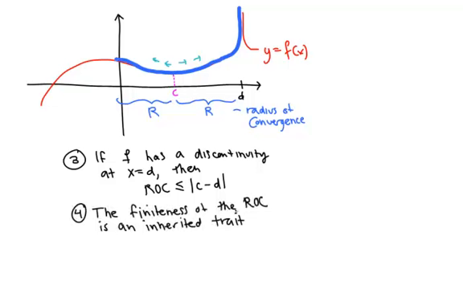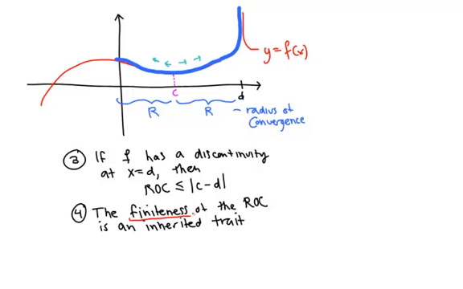The finiteness of the radius of convergence is an inherited trait. If a function has a Taylor series with a finite radius of convergence, then the Taylor series of any one of its descendants, any function we get by starting with that Taylor series, will also have a finite radius of convergence. It's worth pointing out that it's only the finiteness that is an inherited trait. The actual radius of convergence isn't fixed in all of its descendants. But if you happen to know a function that has a radius of convergence of 1, then you can be guaranteed that all of its descendants will have a finite radius of convergence ever after.